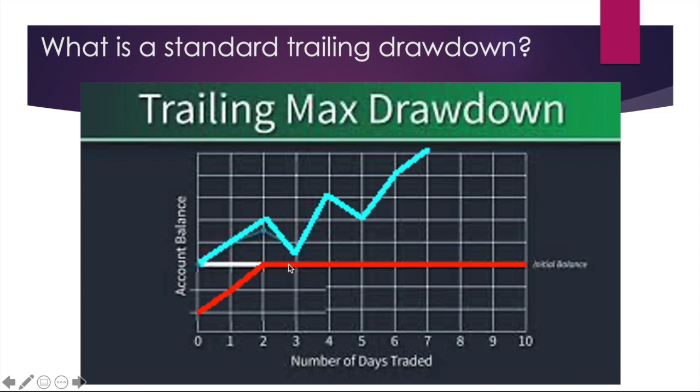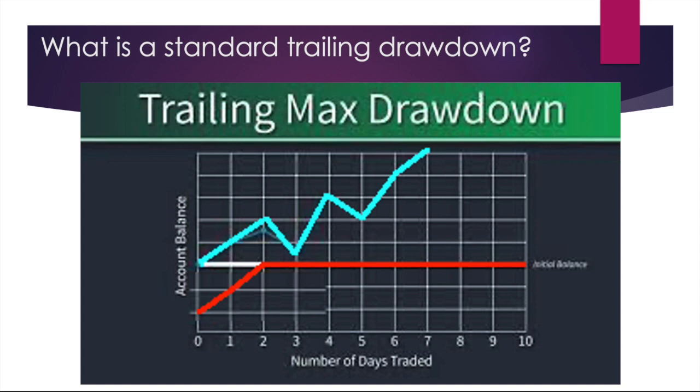So hopefully you can see my mouse. There's no account balance numbers, but account balance would be on the left, time would be on the bottom, number of days traded. So a traditional trailing drawdown, one way, I was trying to think of how to explain this to somebody, because sometimes I know it can get confusing.